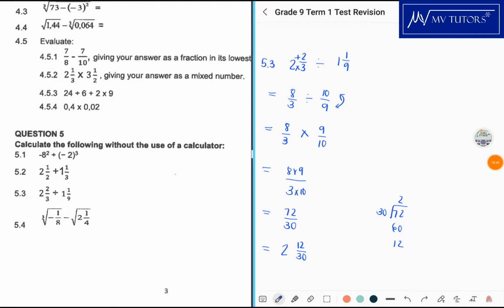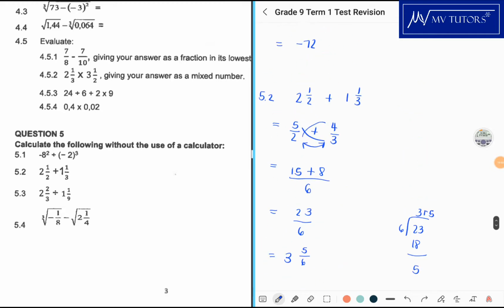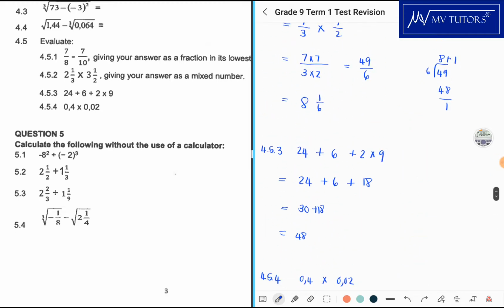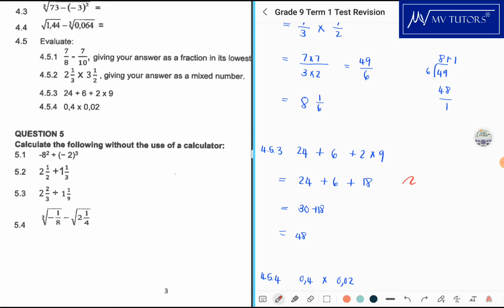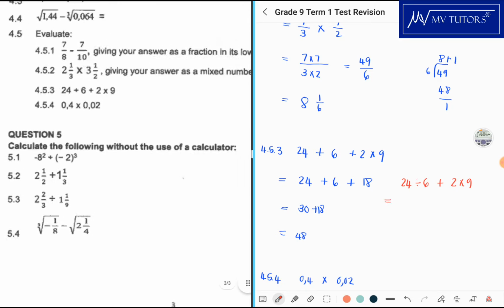All right, now before we even go to the next question, I just want to look at 4.5.3, just in case we had a division. So let's say this was 24 divided by 6. Now here's the thing that you always need to ask yourself in a test. If you're uncertain of something, ask the invigilator what the sum is saying, because this looks like a division sign, actually.